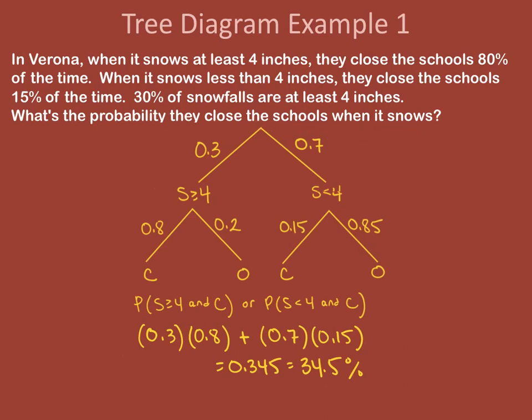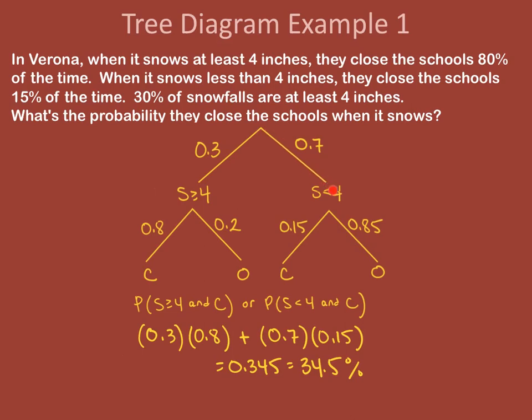I'd now like to do this same problem set up in a table just to show you that there's another way in which you can represent this information. The data that's going to be in the table is going to come from following each of these branches down to the end. There are 4 different scenarios that can happen here. It snows more than 4 inches and schools are closed. That probability would be 0.3 times 0.8, which is 0.24. It could snow more than 4 inches and school is open. That would be 0.3 times 0.2, which is 0.06.